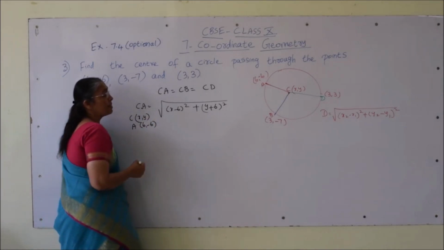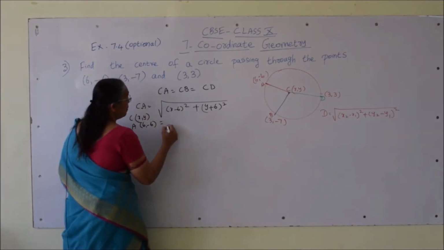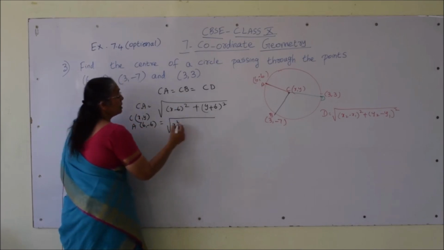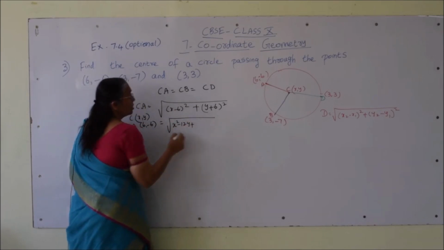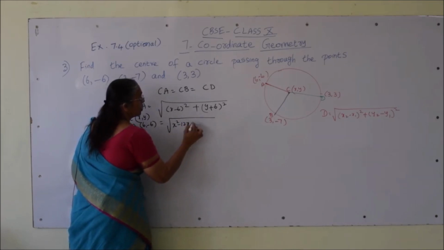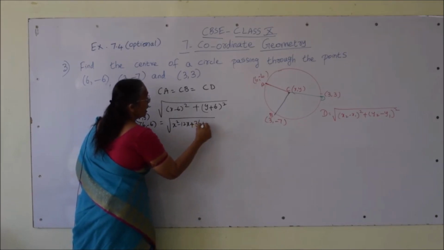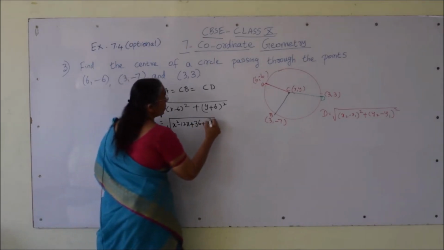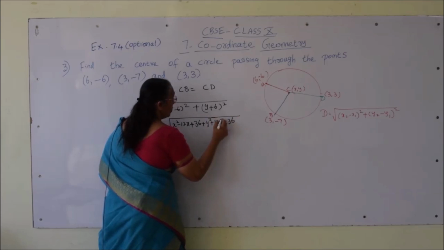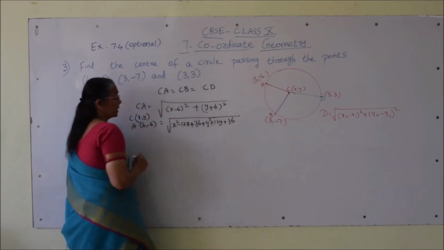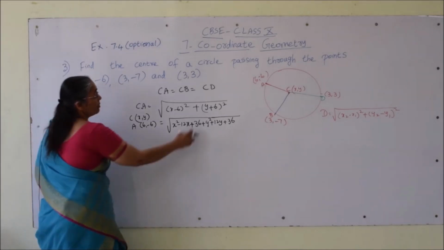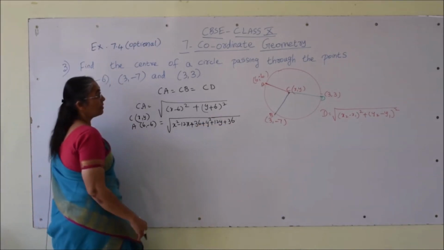Let it be as it is, because it is in terms of x and y. While equating we can simplify, or we can simplify now: root over x square, the 2ab term is minus 12x, plus 36, and (y plus 6) whole square is y square plus 12y plus 36. So, nothing will get cancelled in the 12y terms. This is the distance CA. We can just add 36 plus 36 as 72.